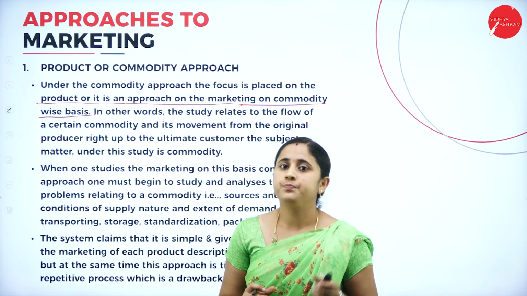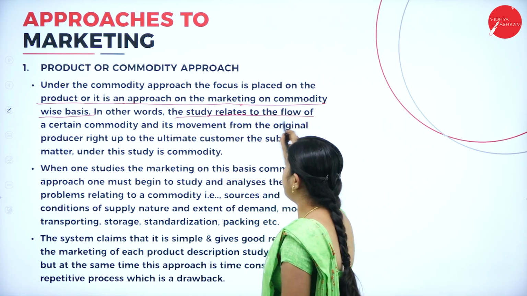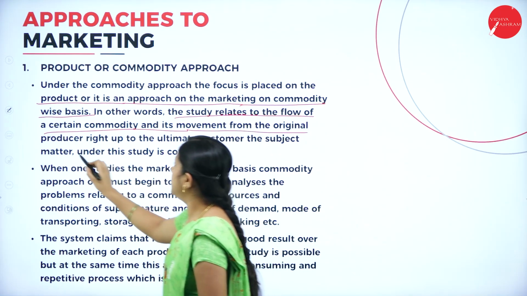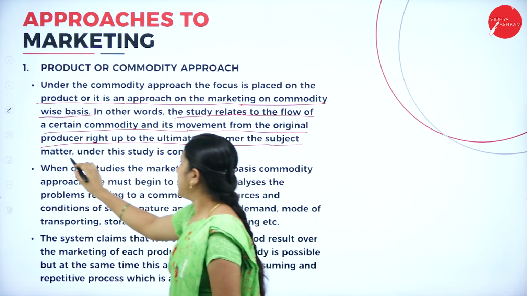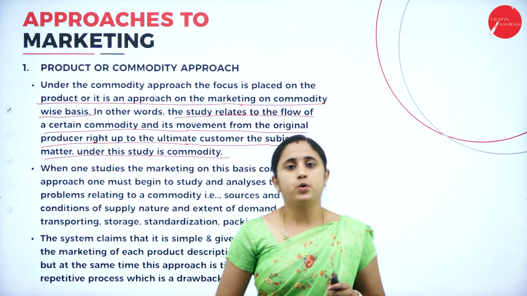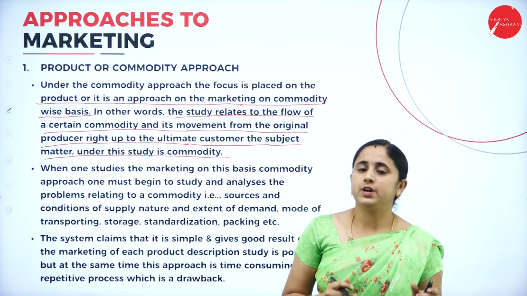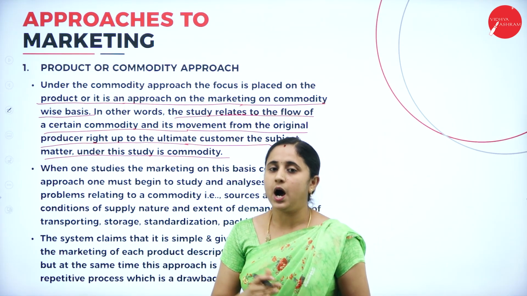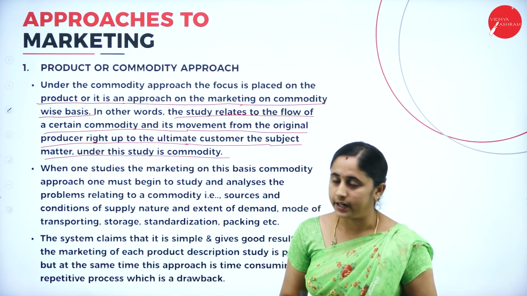They are going to study in detail about the product, and the study relates to the flow of a certain commodity and its movement from the original producer right up to the ultimate consumers. The subject matter under this study is the commodity. Under the commodity approach, they are going to study a particular product in detail, right from the producer, that is the manufacturer, to the final consumers. How will it reach the final consumers? They are going to study the movement of the product.